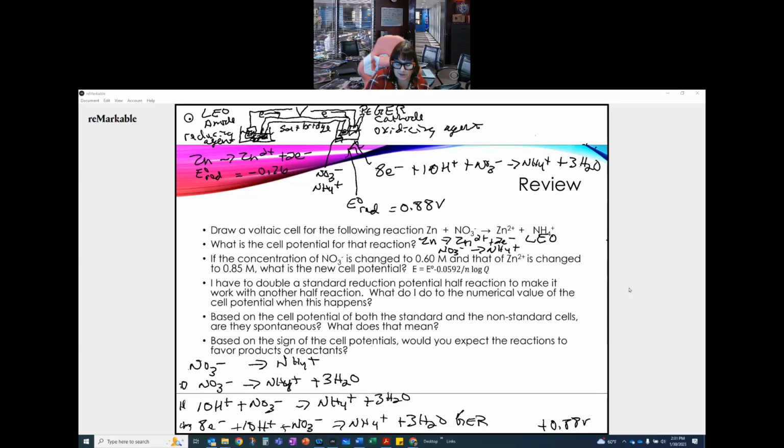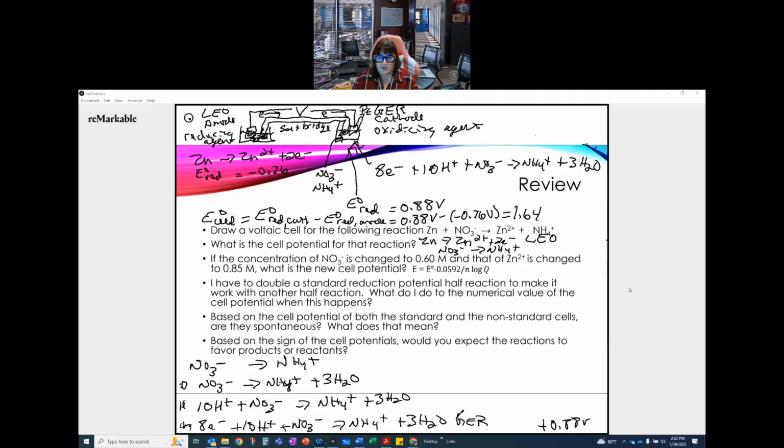And that means that when I calculate my E for the cell, and it's a standard still because I haven't changed anything, it's going to be the E naught reduction at the cathode minus the E naught reduction at the anode, which is equal to 0.88 volts minus the negative 0.76 volts. And that should give me an answer of 1.64. So that's my standard cell potential. Okay, awesome.